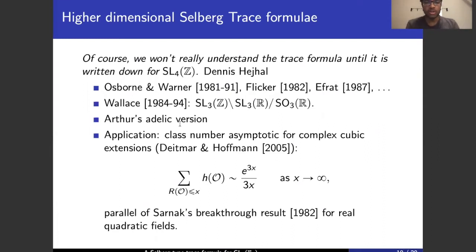And so I won't really go into too many details of these different works, but indicate their different directions and an application to show that this is really a fruitful direction of research. So there were a lot of different papers in the 80s and 90s. One of them was Flicker's work on GL3R, in which he generalizes work by Langlands on GL2R. Then there's Wallace's trace formula for SL3Z acting on SL3R mod SO3R. And this can be seen as the direct analog of the original Selberg trace formula.